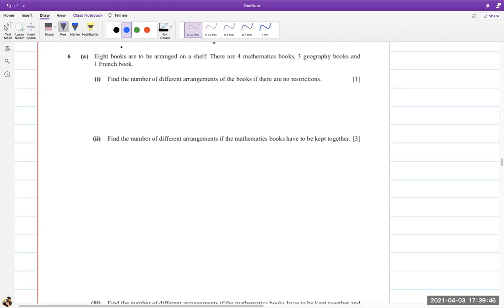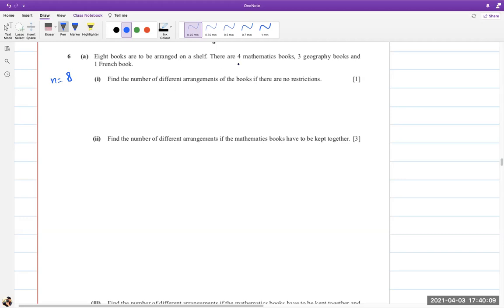Interesting. I always find these problems interesting because they're puzzles with a very high difficulty level. So 8 books are to be arranged, so your total number is 8. There are 4 maths books, so just make a note of that: 4 maths books, 3 geography books, 1 French book. Find the number of different arrangements.